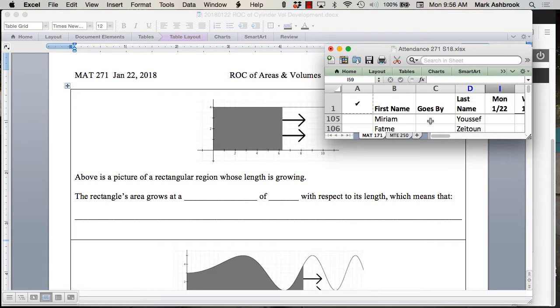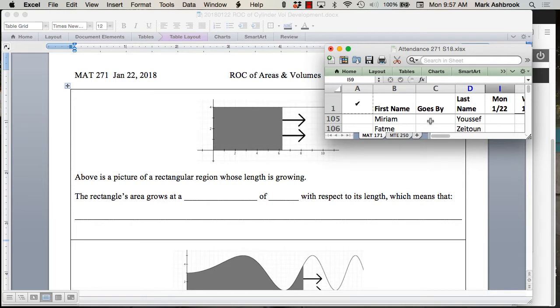Miriam. And what does a constant rate of 4 meters per second mean? So that's what we're getting at. What does it mean if there's a constant rate of 4 meters per second? Neil: any change in length will result in an area of 4 times that change in length. He said any change in length will result in an area of 4 times that change in length.